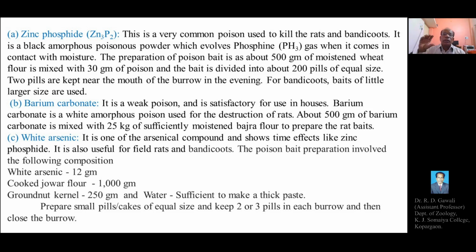So, half a kg, that is 500 gram, of the barium carbonate is mixed with 25 kilogram of the moistened bajra flour to prepare the poison baits.